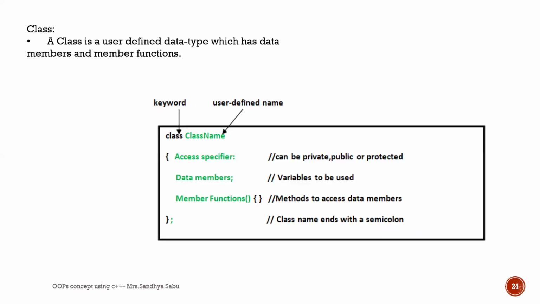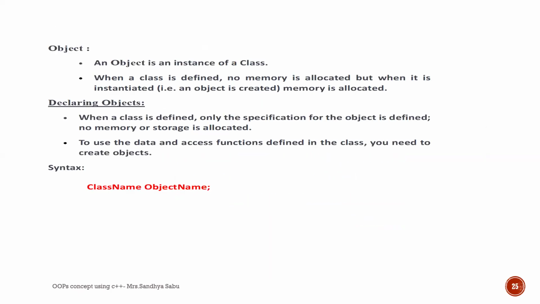Next one is class. I have already given so many explanations for class. A class will contain data members and member functions. These data members and member functions can be accessed only through access specifiers, which I mentioned earlier, that is private, public, and protected.